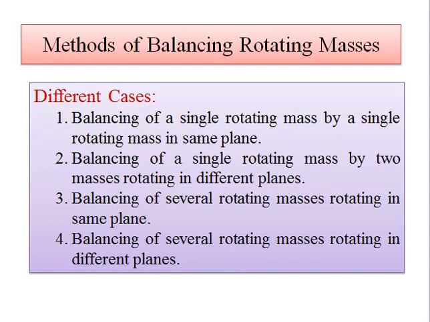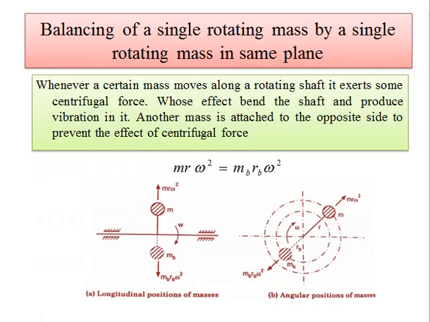So here are the methods of balancing rotating masses. First case, balancing of a single rotating mass by a single rotating mass in the same plane. Second, balancing of a single rotating mass by two masses rotating in different planes. Third, balancing of several rotating masses rotating in the same plane. Fourth, balancing of several rotating masses rotating in different planes. These are the four cases. One by one we will see all these cases.